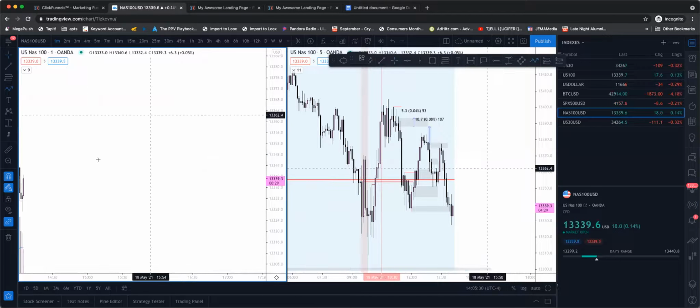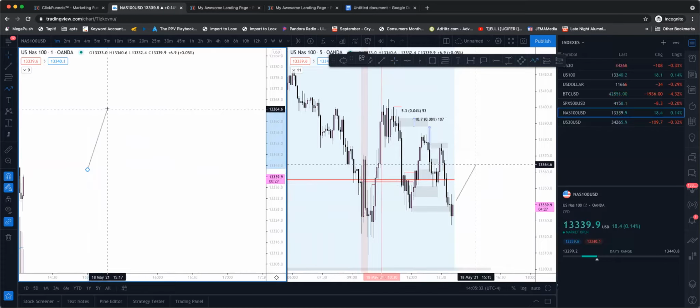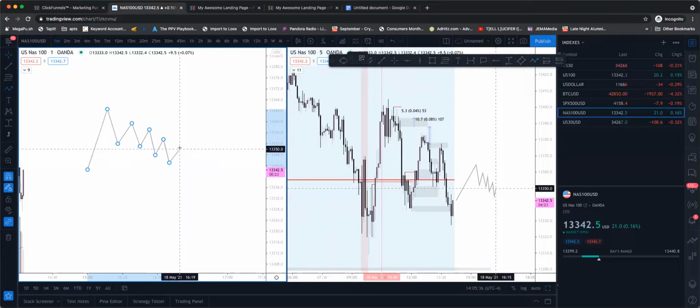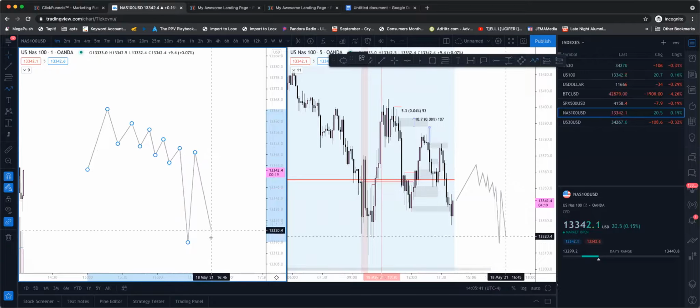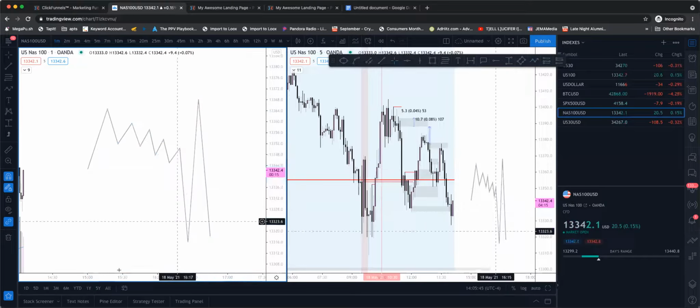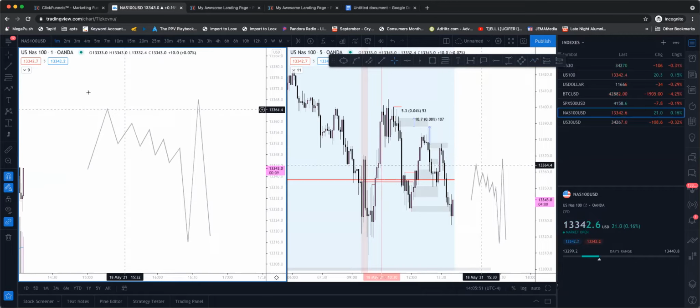Okay, another one that you don't want to be looking for is like this. We don't want to be taking this break of structure on this short because it can easily run you out here like that with this trendline liquidity. We always have to be mindful of the liquidity that's being built, okay?